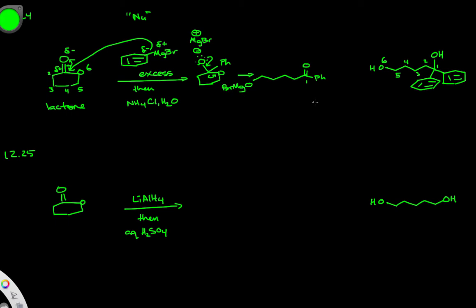Now at this stage, we need to convert this into the product. So we're going to add a second equivalent of the Grignard reagent. We're forming a carbon-carbon bond. We have to break a carbon-oxygen bond. That's going to get us to the magnesiated alkoxide, which is then protonated by the ammonium chloride and water, ending up with our final product.